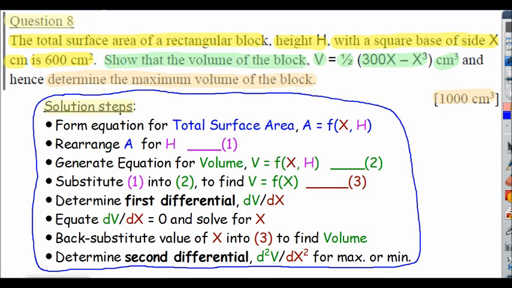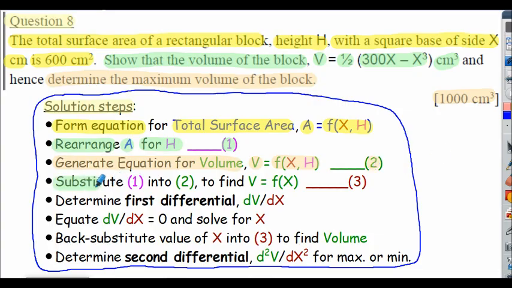Solving the problem. Initially, we need to form an equation for the total surface area, with A here, and this needs to be a function of both x and h. Next, we need to rearrange the equation for A for h. I'll label this equation for h, equation 1, purely for reference. Next, we need to generate an equation for volume, V, and this again is a function of both x and h. Call this equation 2.